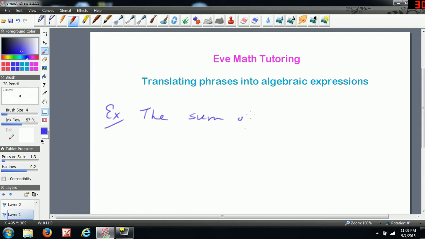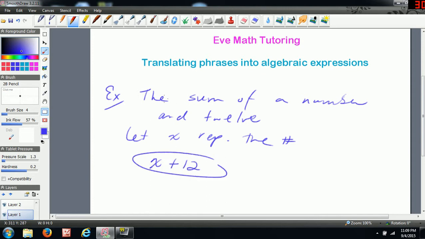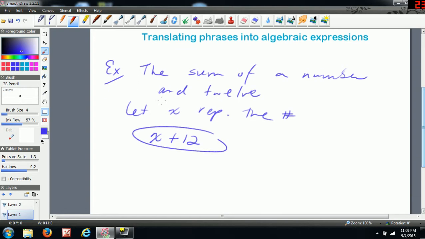The sum of a number and 12. With this phrase, we can let any variable represent the number. In this case, we'll use x. So let x represent the number, and then we would just write this as x plus 12. The sum of a number and 12 is just x plus 12. You can use any variable, A, B, C, anything in the alphabet. X is commonly used, but we could have used A plus 12 or C plus 12, okay?